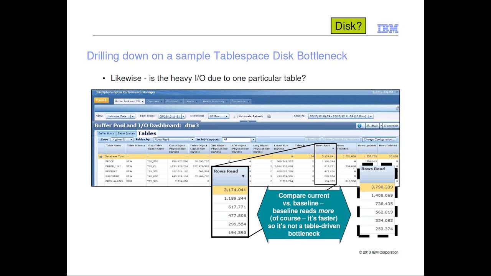Then we go back to the buffer pools tab to see further. Now that we have seen that there's no issue with respect to table space or tables, is there any issue with respect to the buffer pool hit ratio or the IO ratios for those buffer pools?